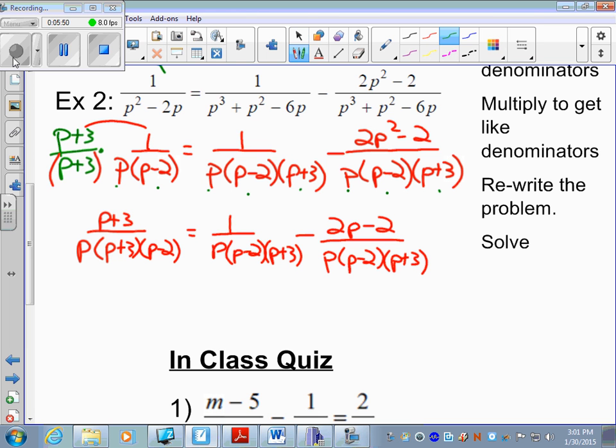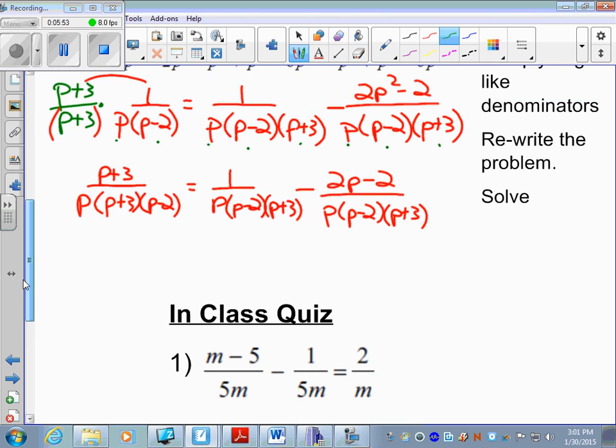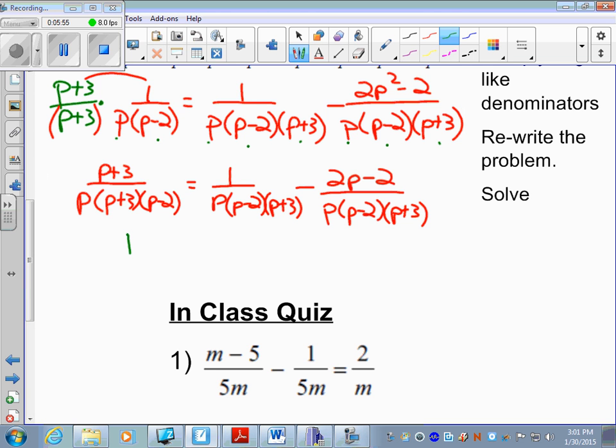So now we set our numerators equal to each other. So I have p plus 3 equals 1 minus 2p minus 2. One thing we do have to be careful of is this 2p minus 2. This subtraction has to go into both terms, so you're going to distribute this subtraction to both. That's probably what I'm going to do next: 1 minus 2p plus 2.